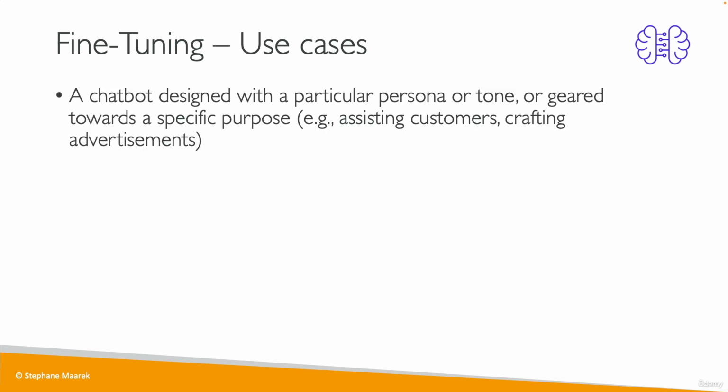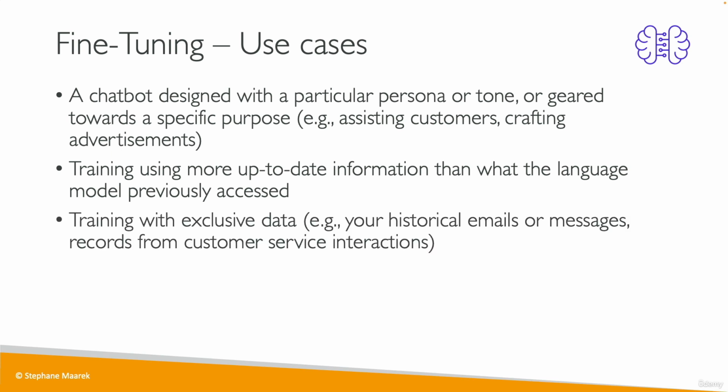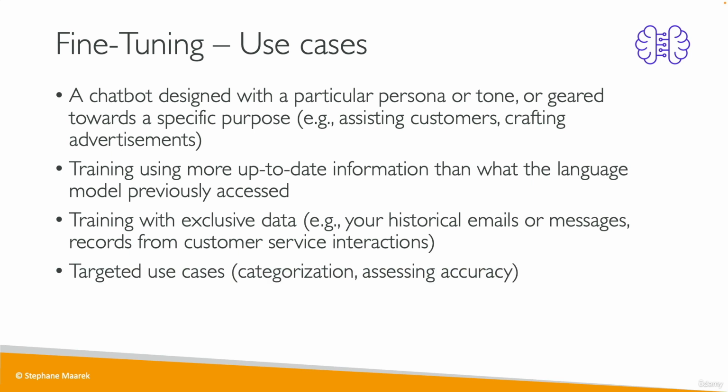The use cases of fine-tuning are, for example, to have a chatbot designed with a particular persona or tone, or geared towards a specific purpose, such as assisting customers or crafting advertisements. It's also to train it with more up-to-date information than what the model previously accessed. Also, it's to train it with exclusive data that only you have, for example, historical emails or messages or records from customer service interactions. Of course, base foundation models do not have access to this because this is your data. And finally, it's for targeted use cases, such as categorization or assessing accuracy.